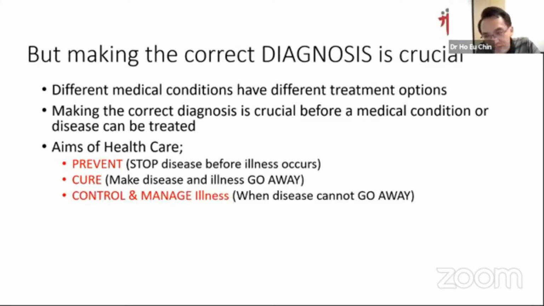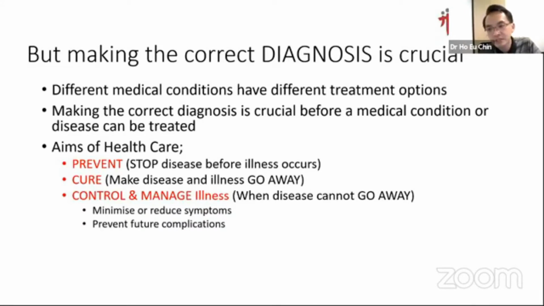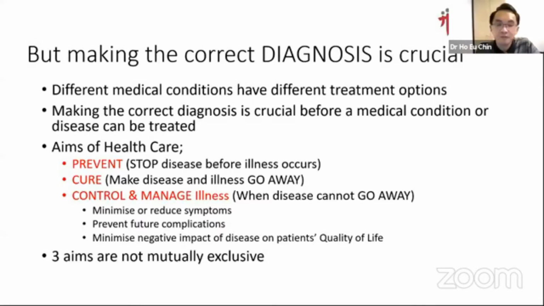And if we cannot prevent and we cannot cure the patient, we then have to move on to control and manage the illness. And as I said earlier, the illness is from the patient's perspective, how the disease is impacting on the patient's quality of life, well-being, and their functioning. So it's when the disease cannot go away. So this could include minimize or reduce the symptoms, prevent future complications, minimize negative impact of disease on the patient's quality of life. And I have to say that the three aims are not mutually exclusive.